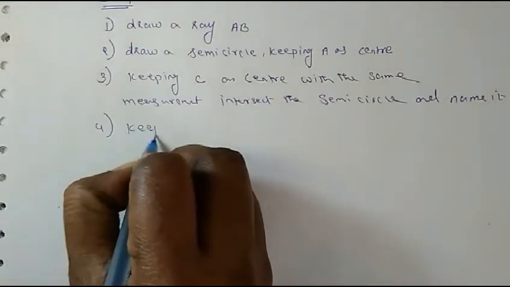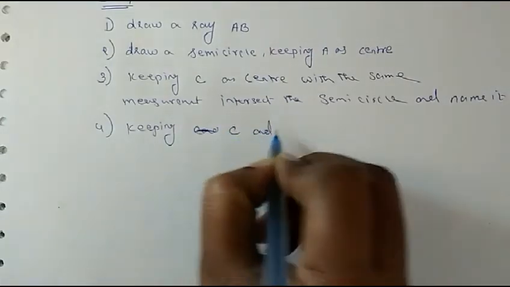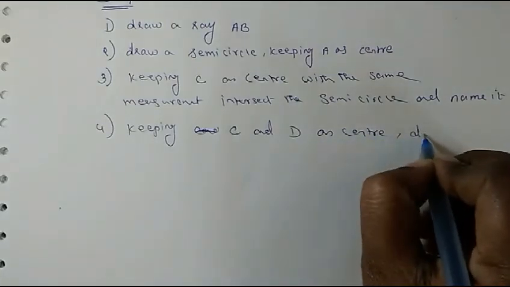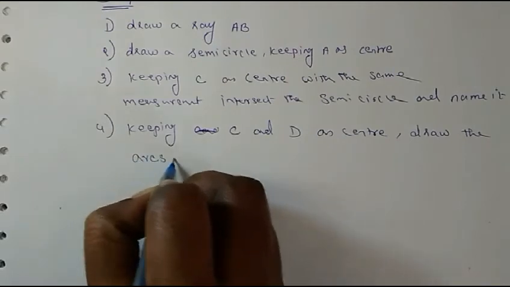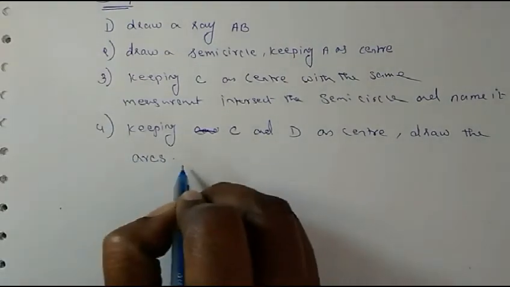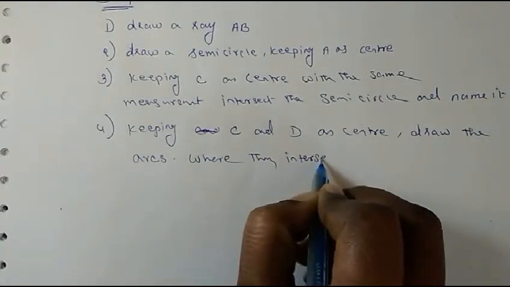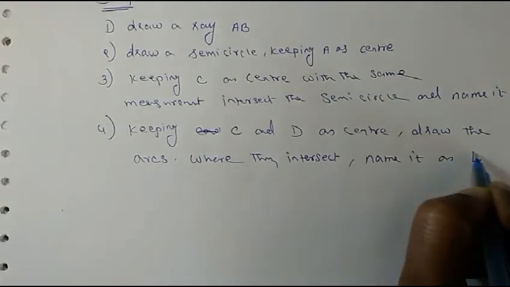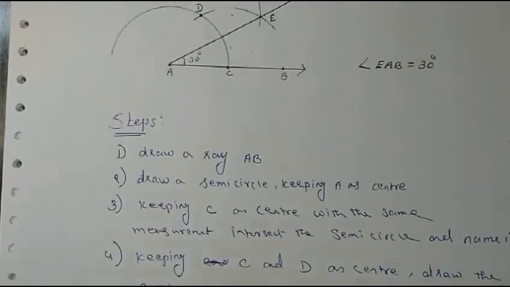Now keeping C and D as centers, draw the arcs. Now where they intersect, name it as E. Last, what we did, now we get the angle EAB.